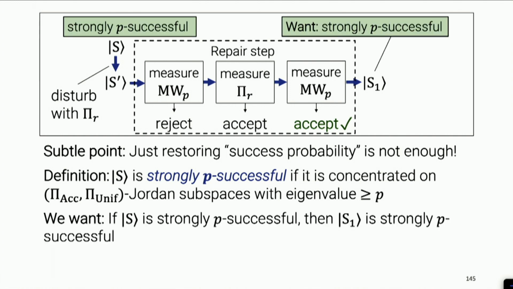So this is the invariant. I want to start with a state that is strongly p-successful, and after disturbing it, I want to repair it to some other state that is strongly p-successful.